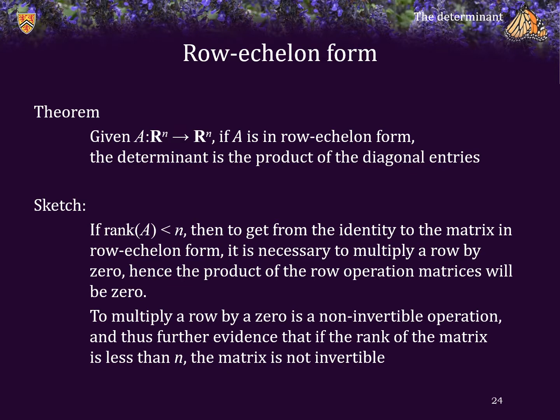Thus, to multiply a row by 0 is a non-invertible operation. If I multiply a row by 0, I can't get back. There is no inverse. And thus this is further evidence that if the rank of a matrix is less than n, the matrix is not invertible. That is, you can't get back to the identity matrix from another matrix if, to get to that matrix, you had to multiply a row by 0.